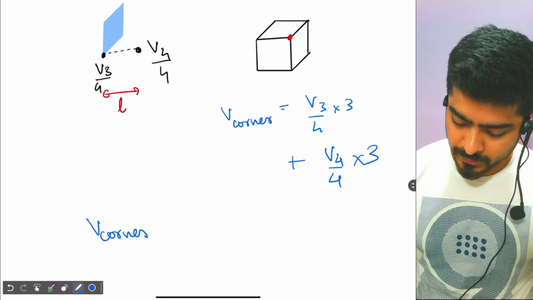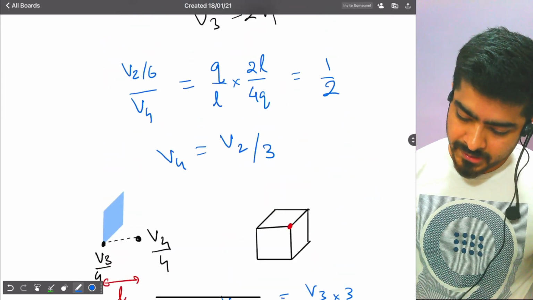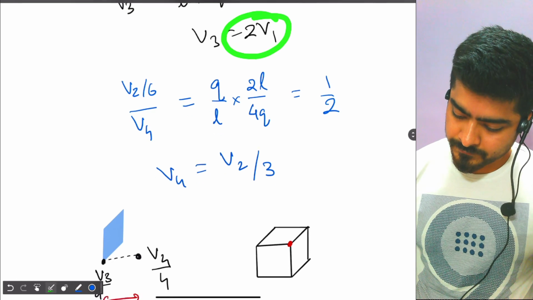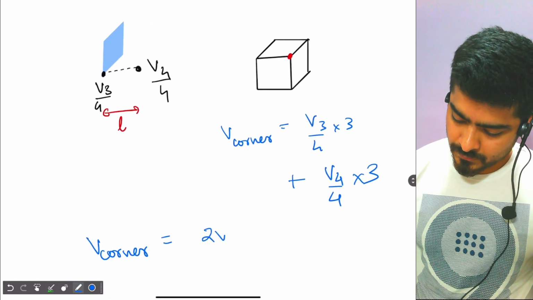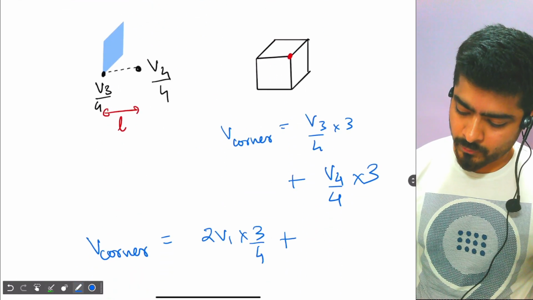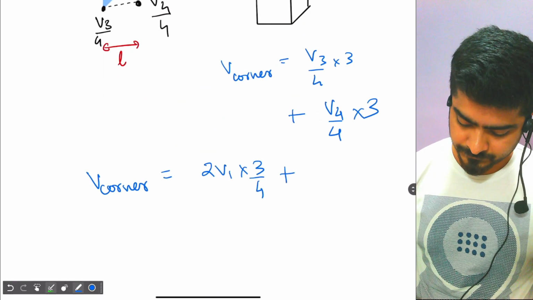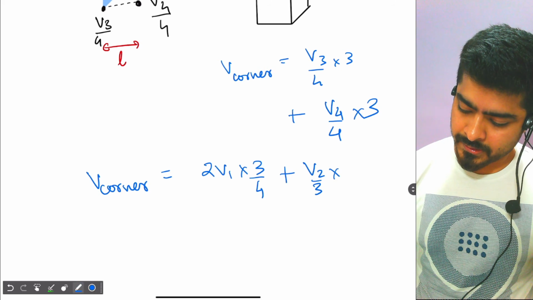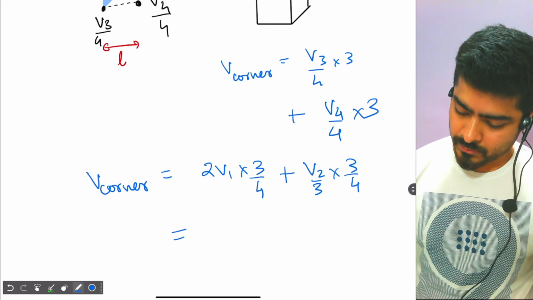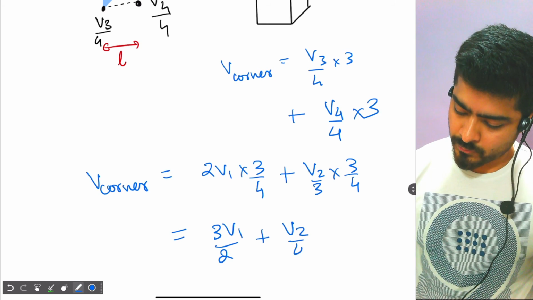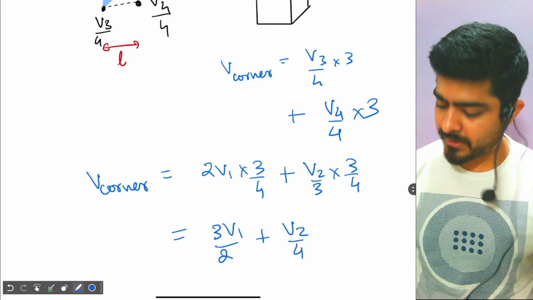Now we just need to put the values and solve. So V3 is how much? V3 is 2V1. So 2V1 into 3 by 4, plus V4, which is V2 by 3, so V2 by 3 into 3 by 4. So this is equal to 3V1 by 2 plus V2 by 4. This will be the answer.